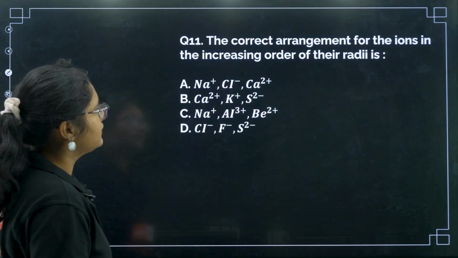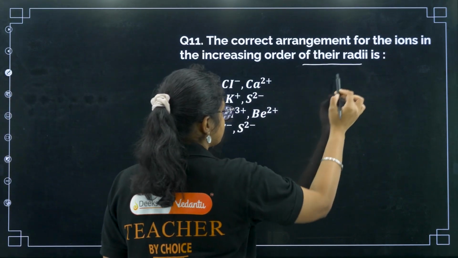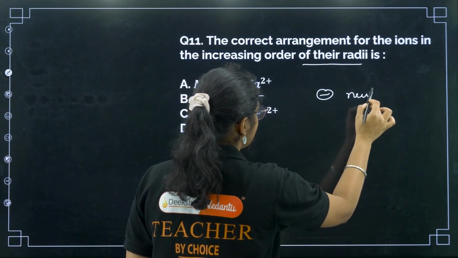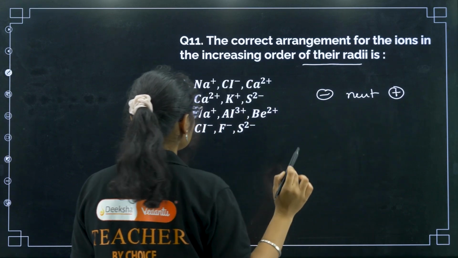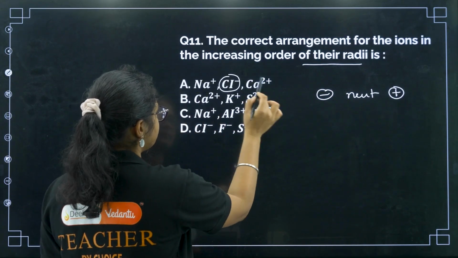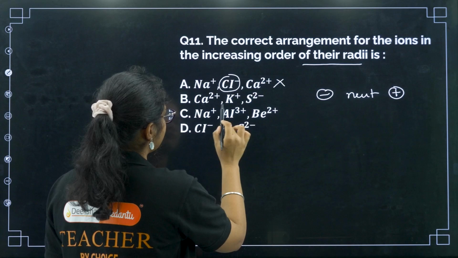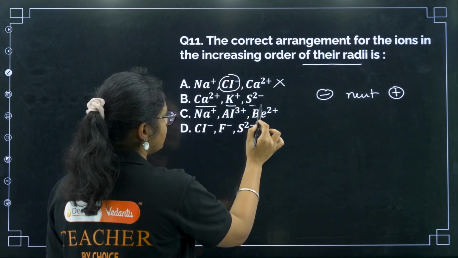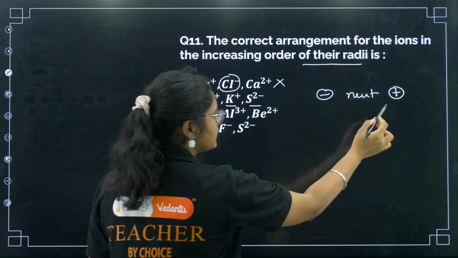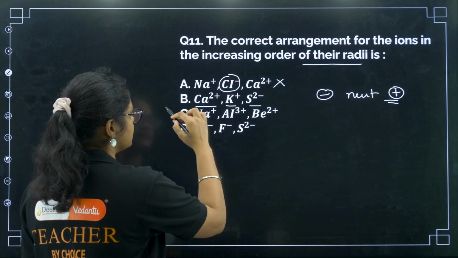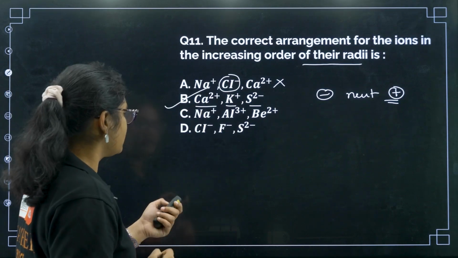Next, question number 11, again about the radius, so same thing, anion, neutral atom and then cation, right? Now if you see here, anion is in between, this is wrong, and here if you see, yeah, calcium 2 plus, K plus and S2 minus, this is correct. More is the cation charge, lesser is the size, so option number B is the correct answer here.